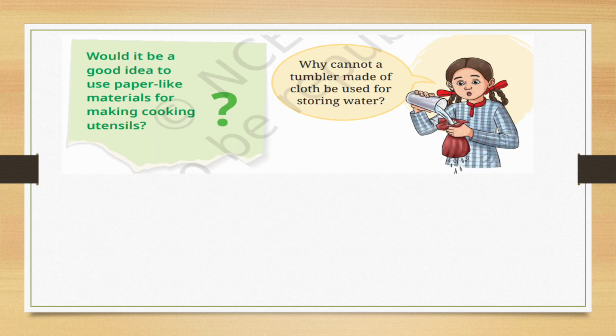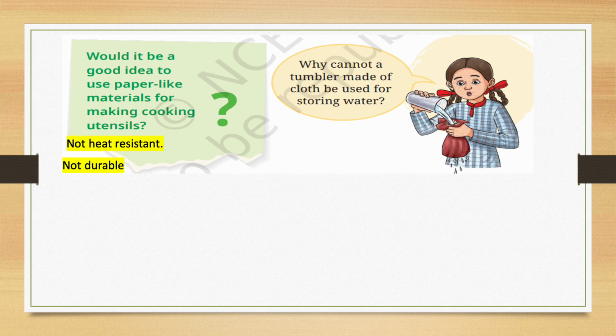Would it be a good idea to use paper-like materials for making cooking utensils? No, paper-like materials would not be a good idea for making cooking utensils. Why? They are not heat resistant. They would burn or catch fire when exposed to high temperatures, making them unsafe for cooking.